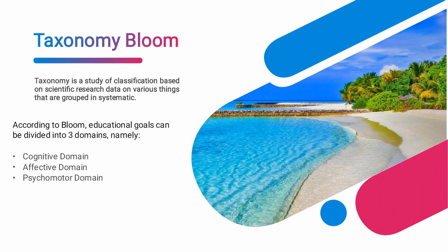Cognitive domain contains a variety of behaviors that emphasize intellectual aspects. Affective domain contains a variety of behaviors that emphasize aspects of feeling and emotion. And psychomotor domain contains a variety of behaviors that emphasize motor skills.